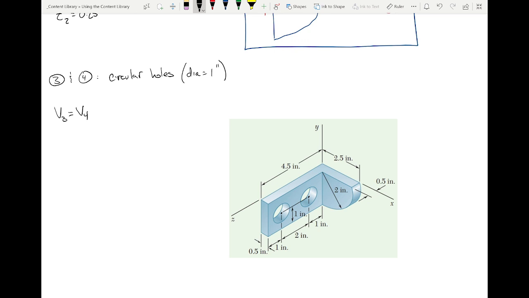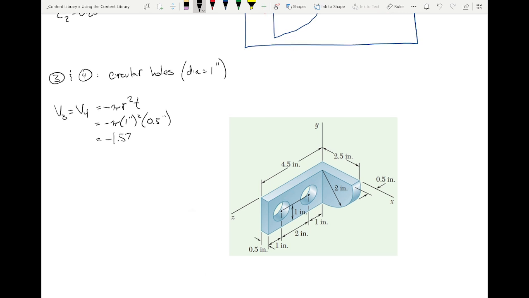Half inch. So I propose that the area of these circles is pi r squared times the thickness will give me the volume. So pi r squared times the thickness. Am I missing something in that formula? Negative. It's a hole. These volumes are negative. So, we're looking at essentially half of pi, negative 1.571 cubic inches.